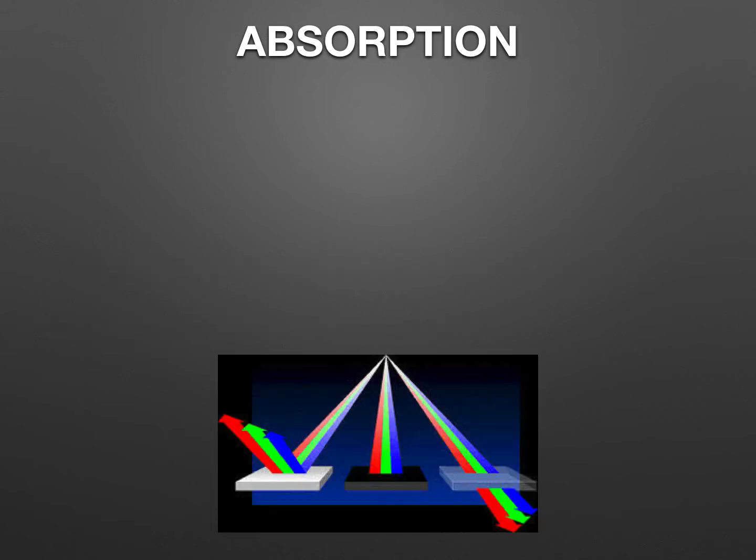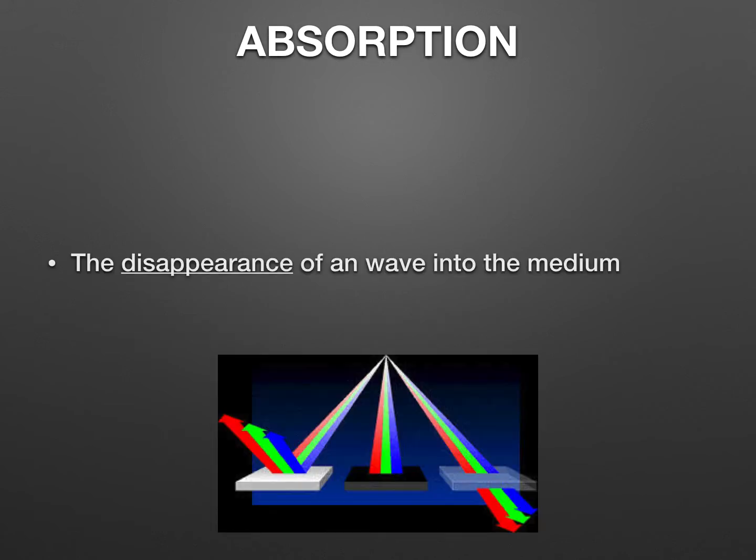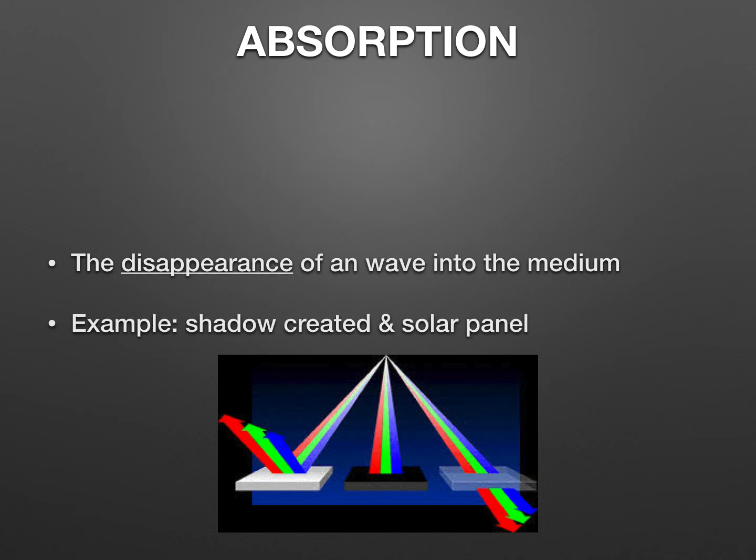The next word is absorption. This is the disappearance of a wave into a medium. An example of that would be your shadow being created. If you stand in front of the sun, you absorb all the sunlight and you cause a shadow behind you because you absorb the light, creating no light behind you. Or a solar panel absorbs all the sunlight in order to take in the energy to be used. The picture I have on the slide, the middle one is showing absorption. The left one is showing reflection, and the right one is showing transmission.